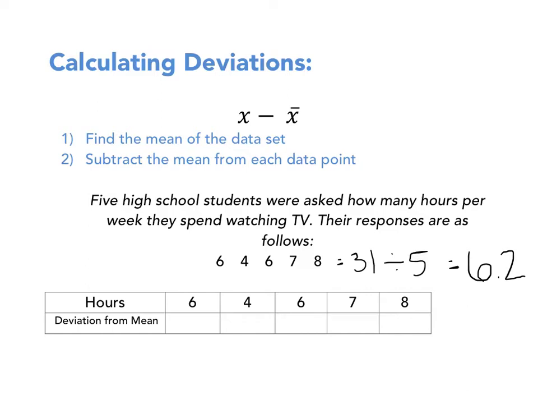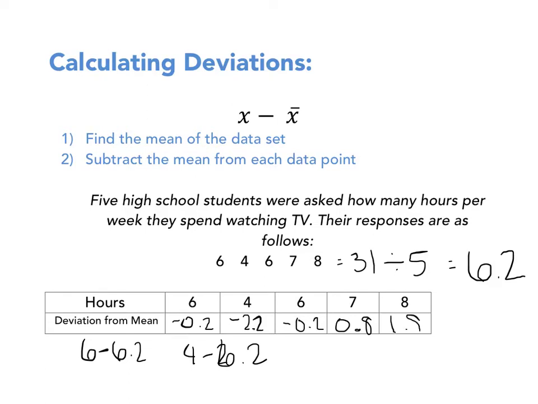So I'm going to take each of these data points and subtract 6.2 from them. We have 6 minus 6.2, and that is -0.2. We have 4 minus 6.2, and that is -2.2. We have 6 minus 6.2, which we know is -0.2. We have 7 minus 6.2, which is 0.8. And then we have 8 minus 6.2, which is 1.8. So there we found the deviations from the mean.